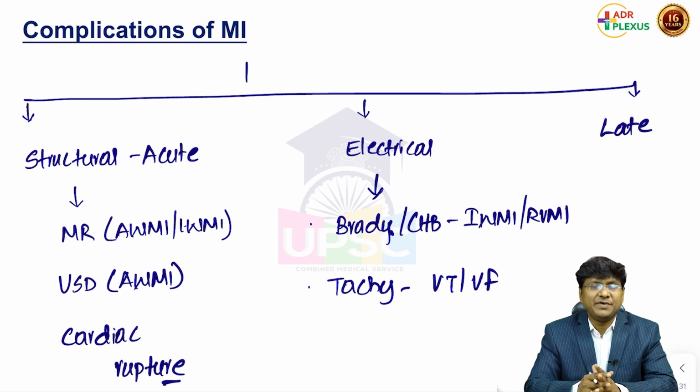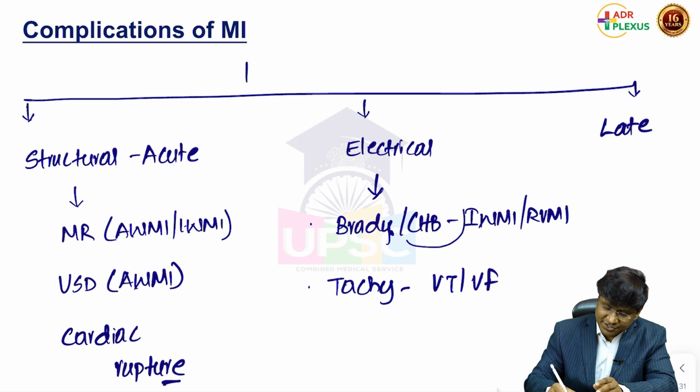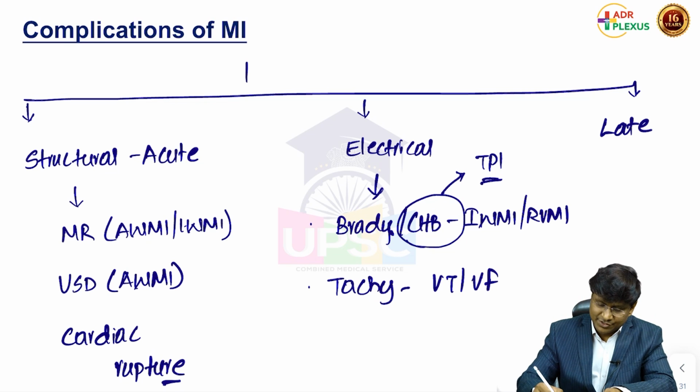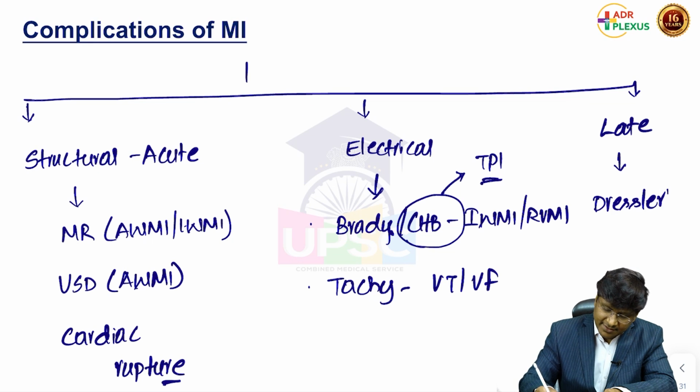Once this patient develops VT or VF, these patients will require DC cardioversion. And once these patients develop complete heart block, they should be placed on a TPA, that is temporary pacemaker insertion, right? Then the late complication in case of MI will be Dressler syndrome. Now what is Dressler syndrome?